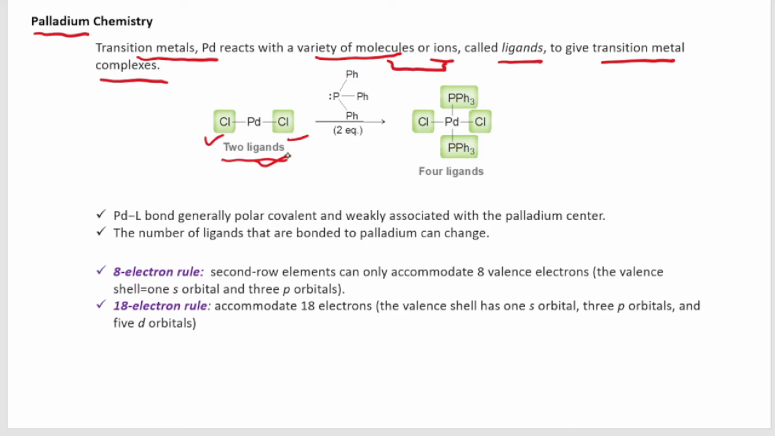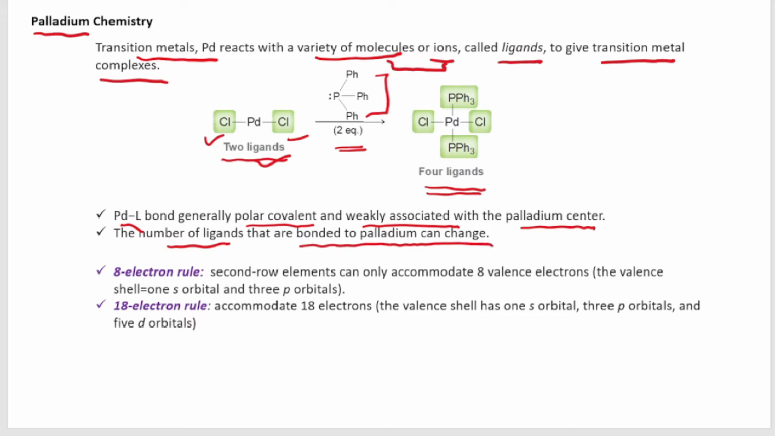When you react this palladium dichloride with triphenylphosphine, and you use 2 equivalents of this, it will give you a palladium complex with 4 ligands. This palladium-ligand bond is generally polar covalent and weakly associated with the palladium center. So this means you can break or make this bond anytime, so the number of ligands bonded to palladium can change accordingly.